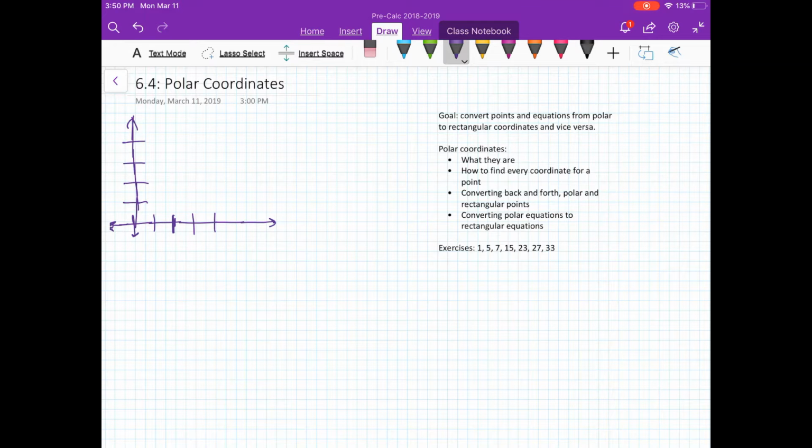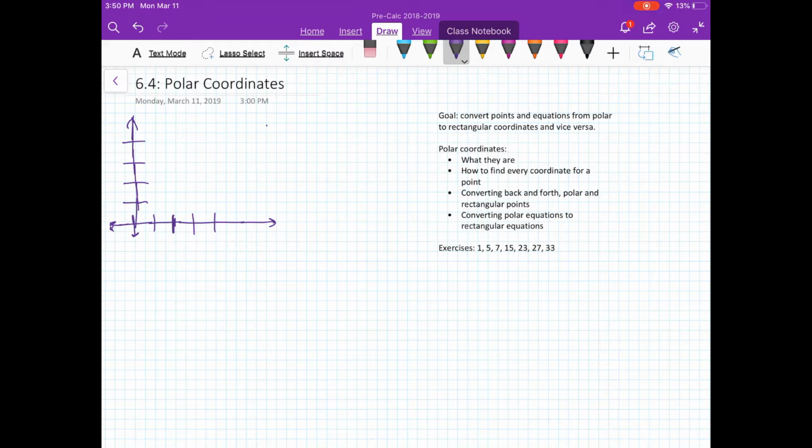Welcome back. This is 6.4 polar coordinates. Today we're talking about what polar coordinates are, how to find them, and how to discover every single possible way to express a polar coordinate. Then we're going to talk about how to convert back and forth from polar coordinates to the coordinates that you're used to, rectangular coordinates. Now let's start with something that's pretty simple.